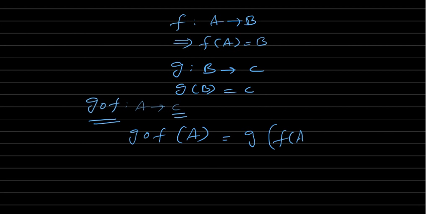By the definition of the composition of mappings, this is equal to G of f of A. What's f of A? F of A is the whole B. And what's G of B? G of B is the whole C. So the composition of surjections is again a surjection.